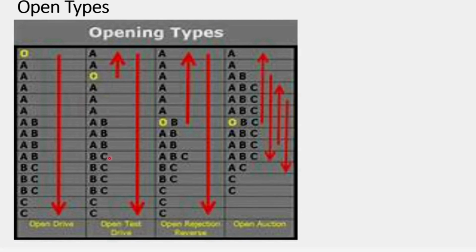On the other hand, open rejection reverse is when the price opens, tests the previous levels and initially accepts it, but then the market reverses and moves away. This indicates a shift in control from one side of the market to the other.